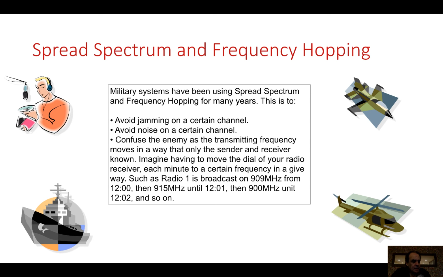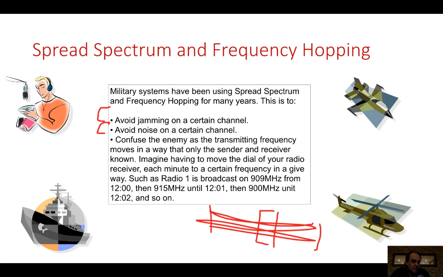Okay, so it avoids us from getting jammed on a certain channel. We can also avoid any noise that's there. Because we're moving back and forward, we can avoid any bits of the spectrum which are quite noisy. It's also used in military type situations. As long as the transmitter and the receiver know how to move, then our enemy shouldn't know how we're spreading our signal across the spectrum.